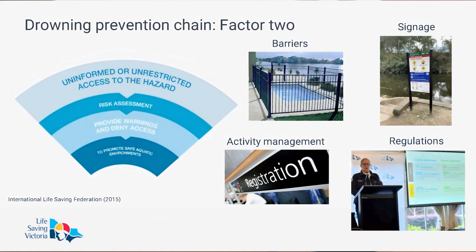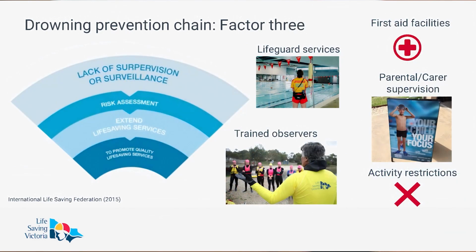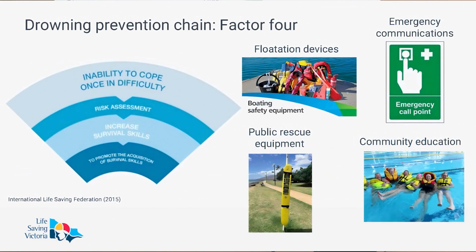Factor 2 is around unrestricted use. So that's why pool fencing became mandatory in Victoria. You've also got signage and active management and regulations around what you can do around swimming pools or waterways. Factor 3 includes supervision. So areas of mass gathering or areas where water is being managed, about having lifeguarding services, trained observers, and of course parent supervisors. Put the phones down, put the books down.